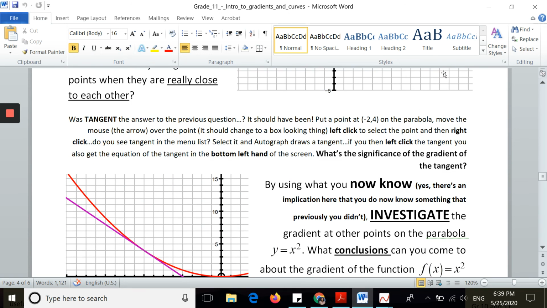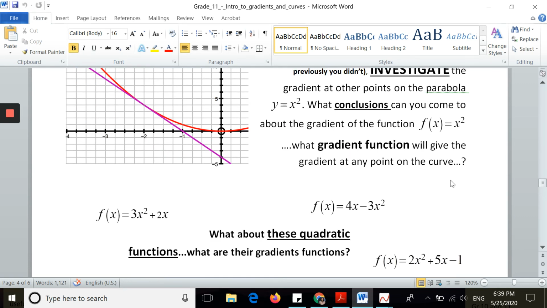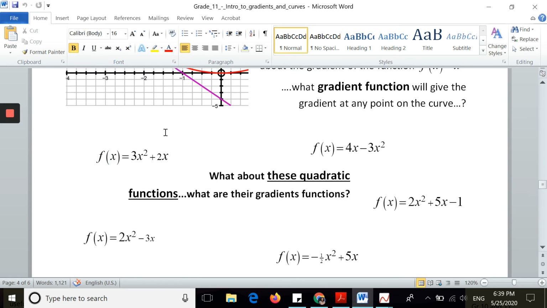Now instead of a chord, we'll have a line which is called a tangent, which is a line that touches the graph only at one point. With that, we already know the gradient function for x squared is 2x. Now if we want to do 3x squared plus 2x, you can do the same thing using autograph, which we did already.